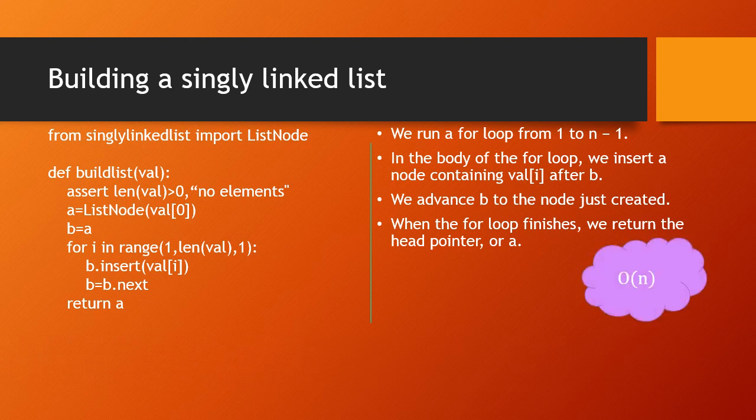And the complexity is O(n). Why is it O(n)? Because there were n elements in val. First we inserted the first value, and then we inserted the n minus 1 values in a for loop. Hence it is O(n).